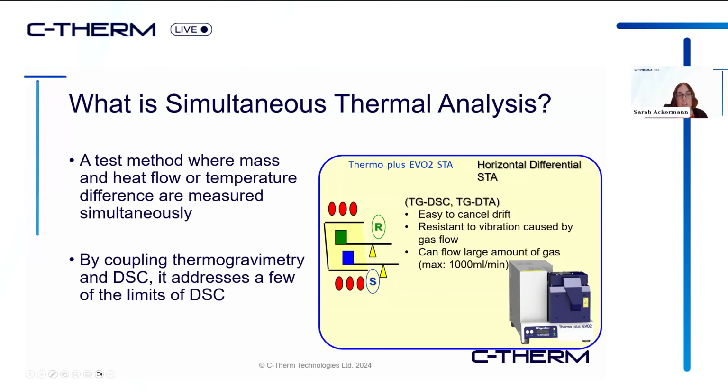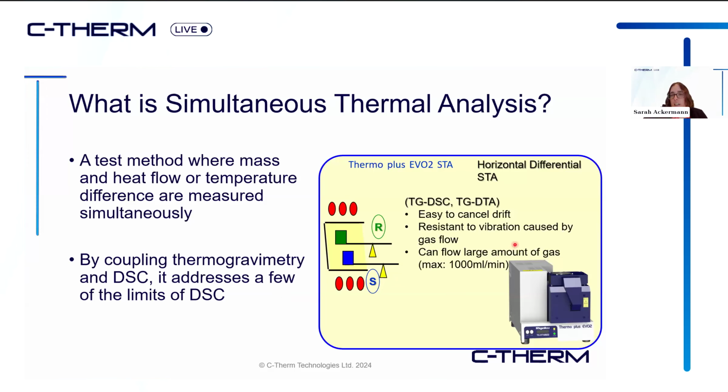The next few applications are going to be looking at simultaneous thermal analysis. So a quick review for those who are not familiar with simultaneous thermal analysis. In simultaneous thermal analysis, we're measuring both mass and either heat flow or temperature difference between the reference and sample sides of the device. So effectively what this is doing is coupling the technique of thermal gravimetry with DSC. And this lets us address a few of the limitations in DSC.